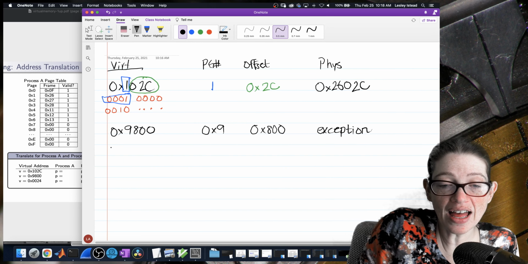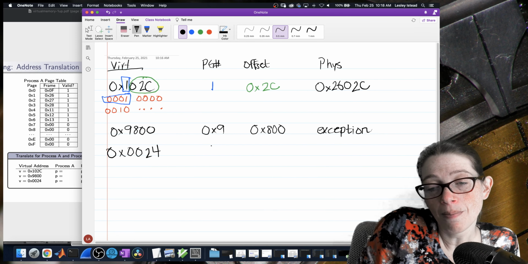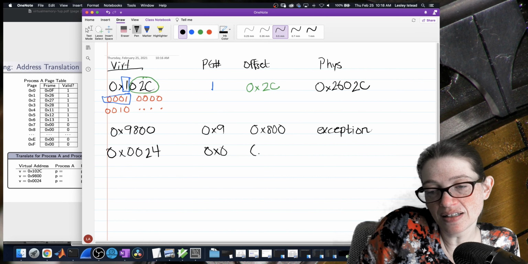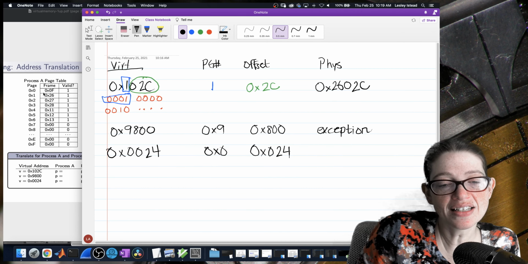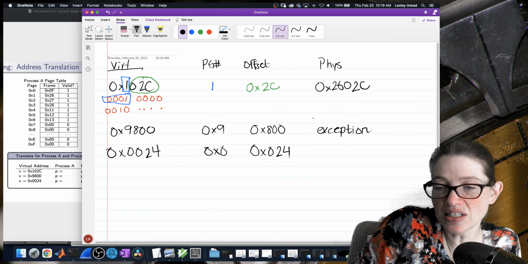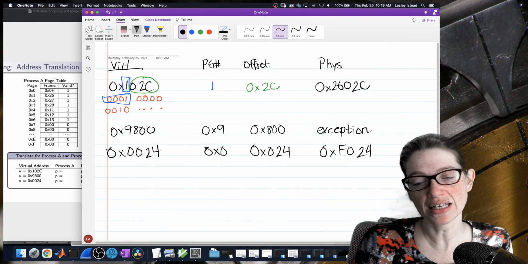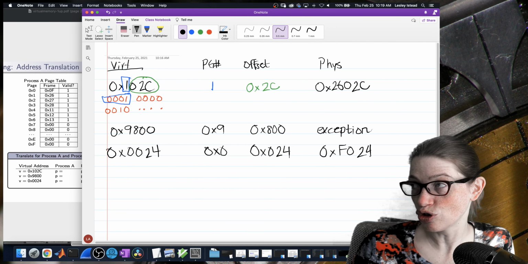And then for the final address, 0024, my page number is 0. And my offset, and this time I'll draw the leading zeros, is 024. So I look at page 0, and I see that it is valid. So then I'm going to do 0xF024. There we go. We have translated those addresses. I'll let you try them for process B on your own just as good practice.